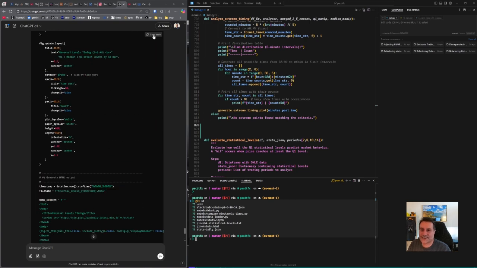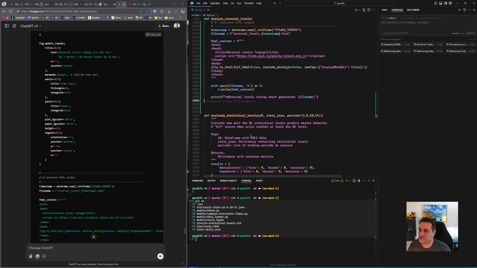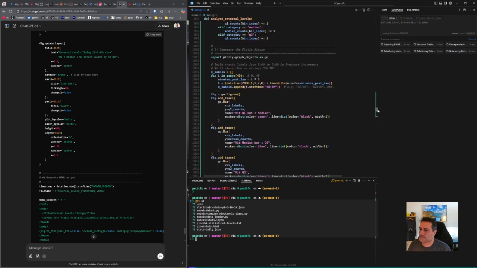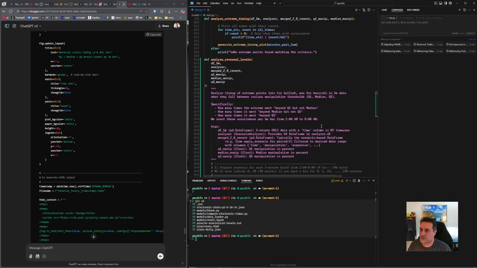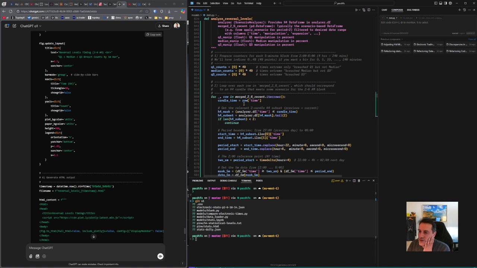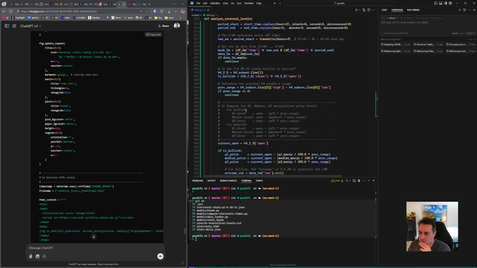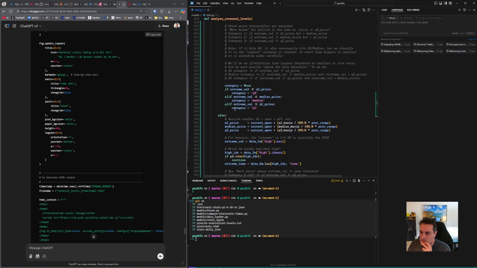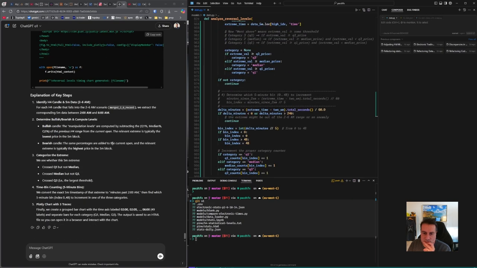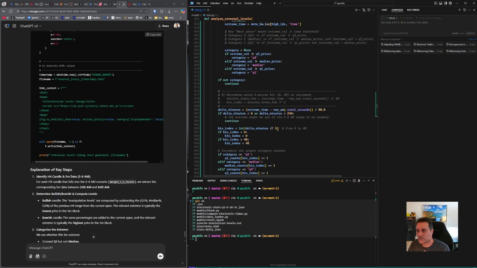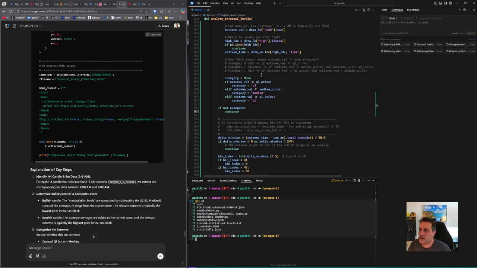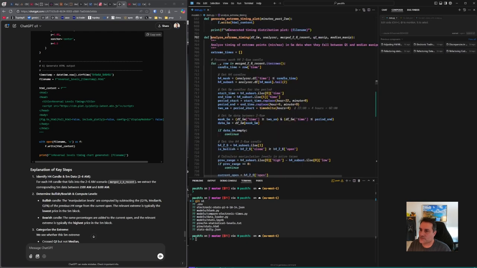All right, let's see. First thing I want to do is just paste it. Just quickly review what it does. Okay, so I go through the 2 to 5 things, and we pass the manipulation. So he wrote a function, and then he has to tell me how to invoke it. Let me just save this, analyze reversal levels.